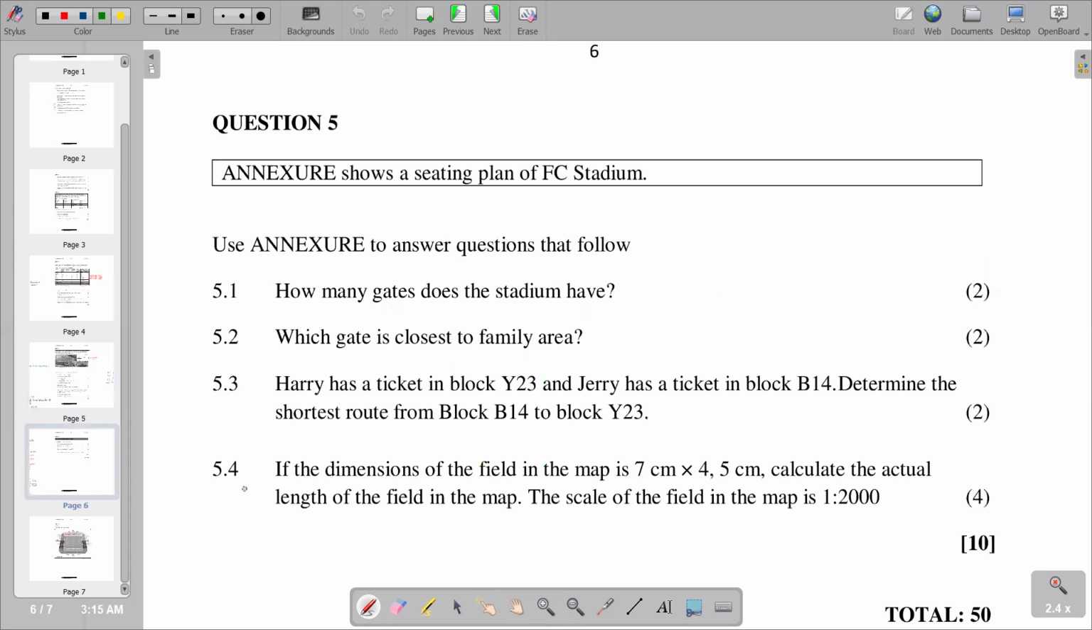Then we've got 5.4 saying if the dimension of the field in the map is 7 centimeters times 4 centimeters, which obviously is going to be the length and the width. Calculate the actual length of the field, if the scale of the field in the map is 1 is to 2000. So 1 centimeter is equal to 2000 centimeters on the ground. So we need to calculate the actual length. So the length that we have on the scale is 7 centimeters. With the ratio of 1 is to 2000, so obviously I'm going to say 7 centimeters times 2000. So that is what we have on 5.4.